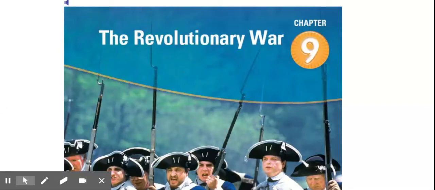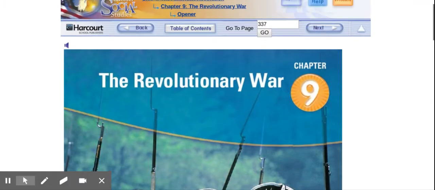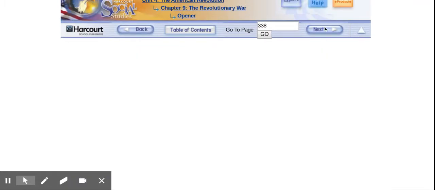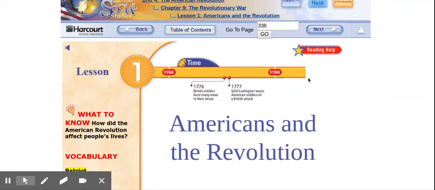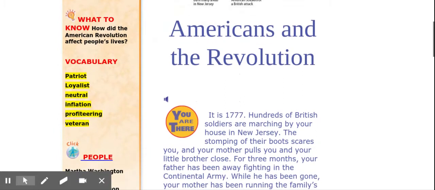We are going to start chapter 9, which gets into the Revolutionary War. At the end of chapter 8, they've declared independence, and now we're moving on to the actual war. Signing and sending the Declaration of Independence was a declaration of war, and therefore, had they lost, anyone who signed it would have been a traitor in the eyes of the king.